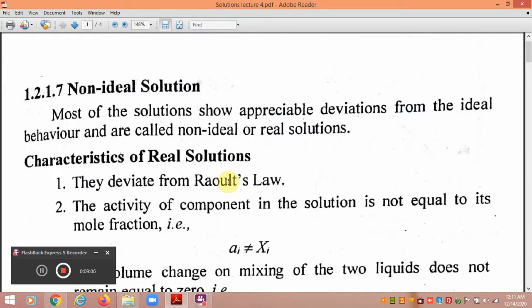So dear friends, in the next part of the video we will try to discuss some non-ideal solutions, particularly in case of immiscible liquid pairs.